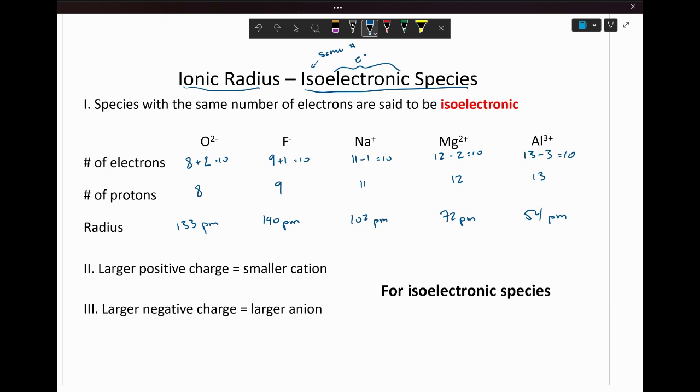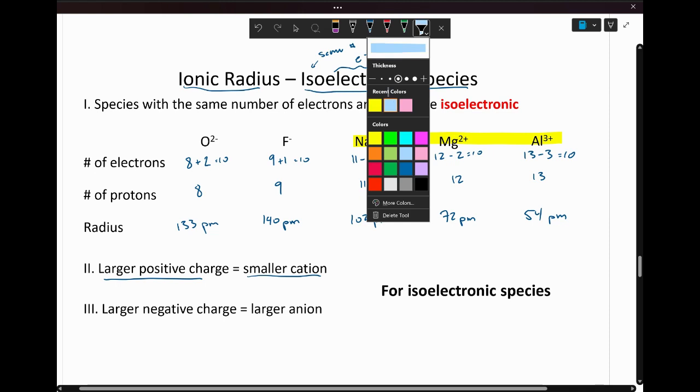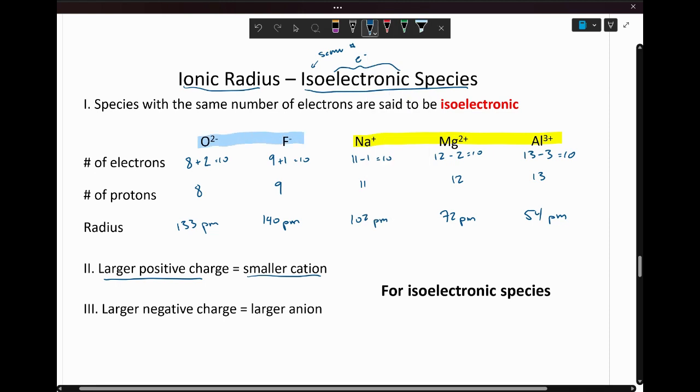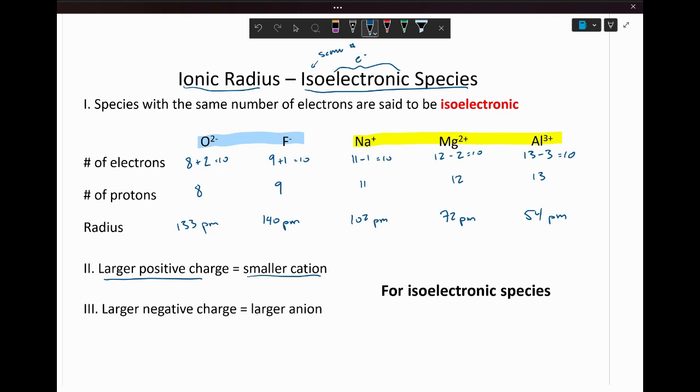And so what we're seeing is that for these positively charged cations, which I'll highlight in yellow, as we go from left to right, we have the same exact number of electrons, but we have an increasing positively charged nucleus. And so you have this larger positive charge, and that gives you a smaller cation. And then for our anions, the oxygen and the fluorine, which I'll highlight in blue, what we see there is that large negative charges will give you large anions. And this is true for these isoelectronic species.